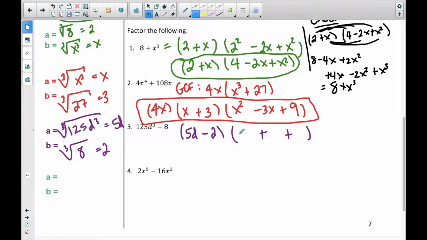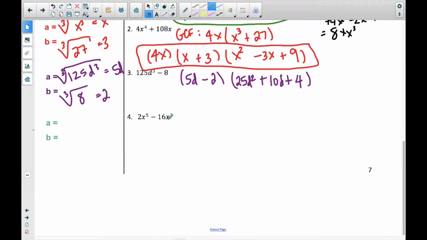Then I square that. Well, 5d, quantity squared, is 5d times 5d. That's 25d squared. Middle term is you multiply those two together. So it's 2 times 5d. That's 10d. And then my last term is 2 squared. That's 4. Look at number 4. Once again, remember, we're supposed to take the cube root to find these. I'm looking at 2 and 16.